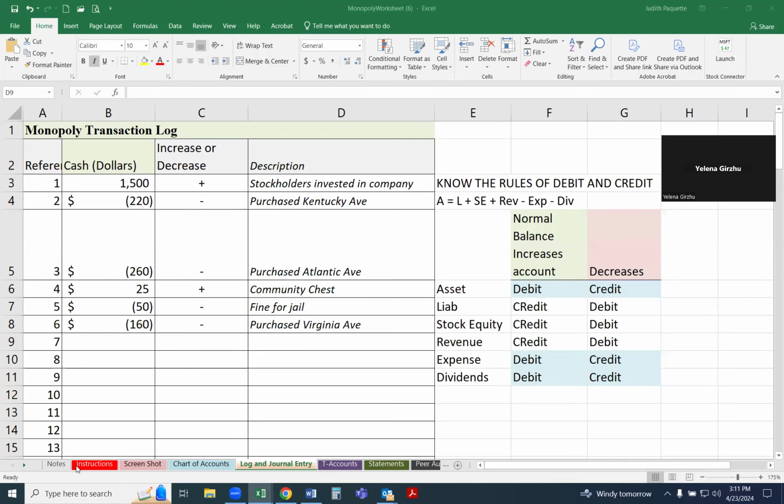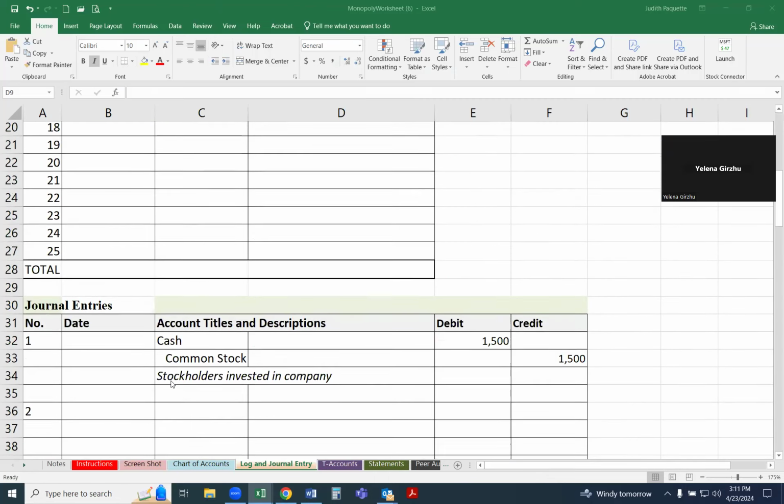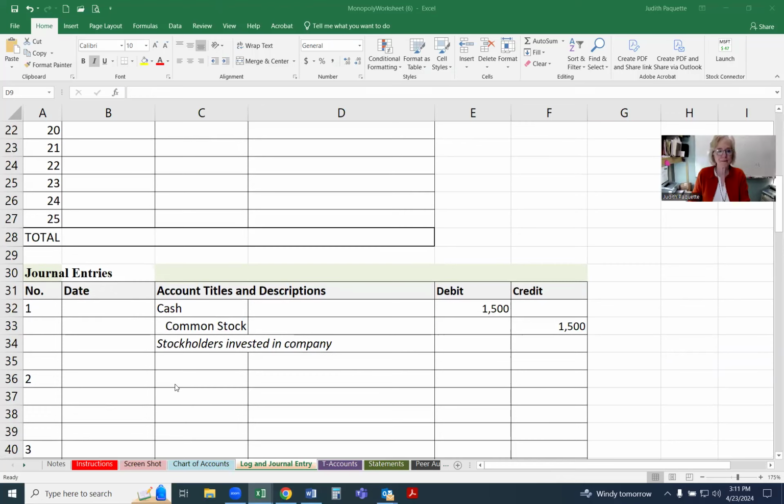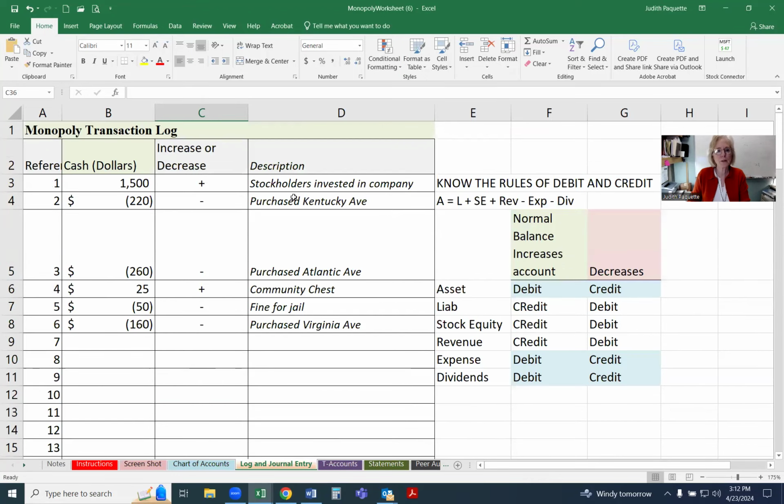When we're doing the journal entries, once you buy a property, is the first thing that you're debiting cash, and then the second line that's indented, would that be under land or building? So let's go back to the chart of accounts. And looking at my first transaction, purchased Kentucky Avenue for 220. What happened to cash here in that 220? Did it go up or down? Decreased. Okay, great.